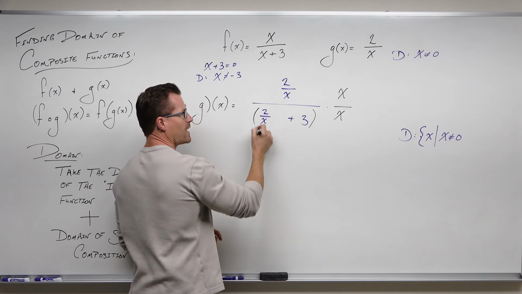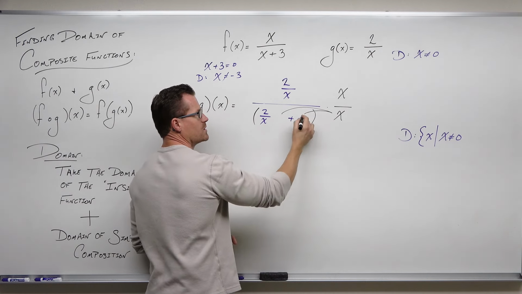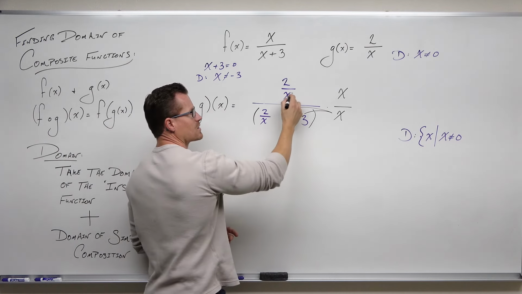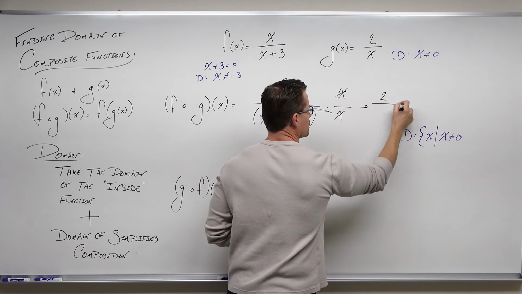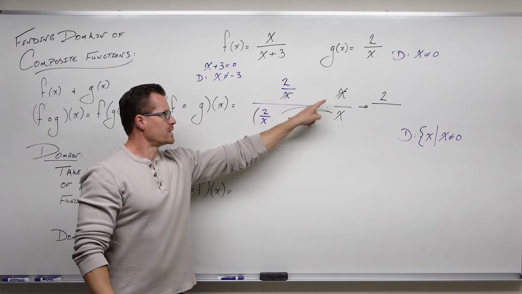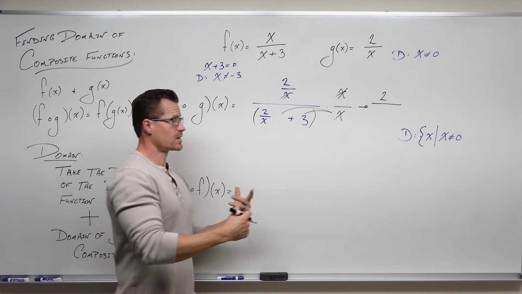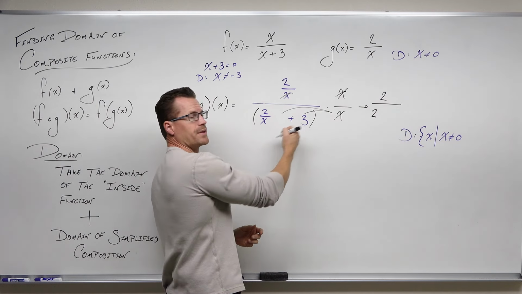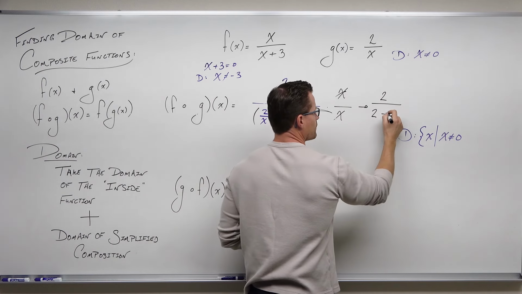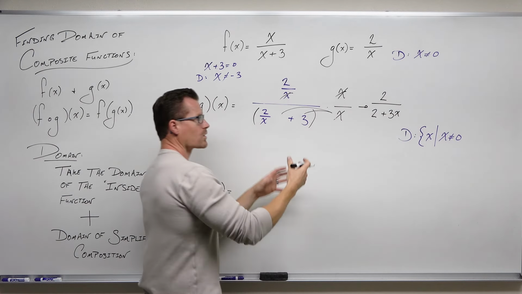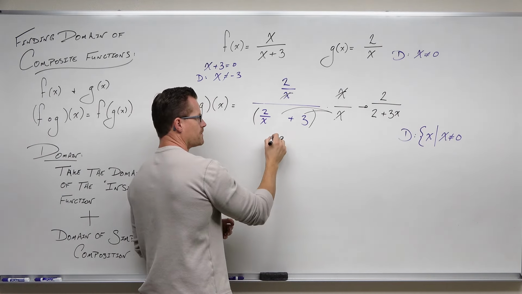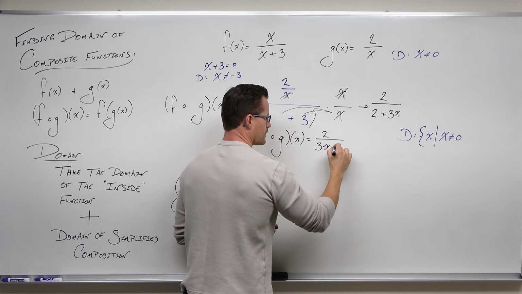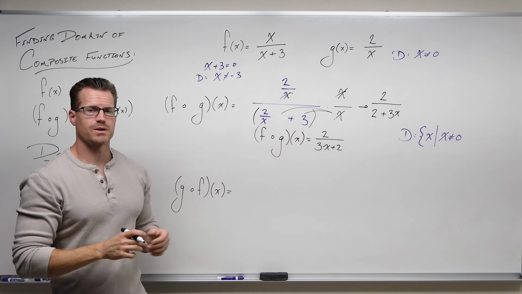Now we're going to simplify. Remember that we do distribute. 2 over x times x, your x's are going to cancel. You're going to get 2. Here we distribute 2 over x times x is going to cancel. You're going to get 2. But here nothing cancels. You get plus 3x. So our simplified composition is 2 over 3x plus 2.